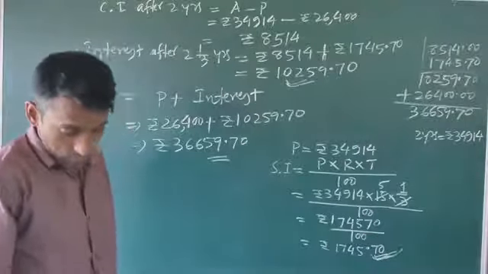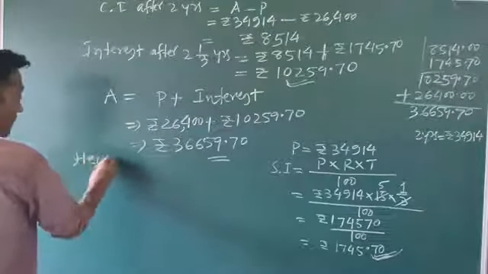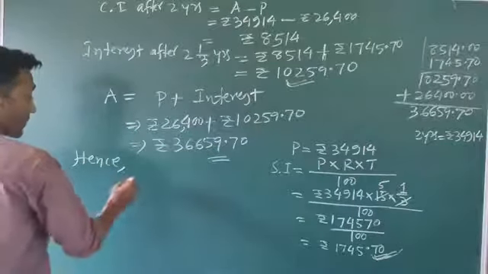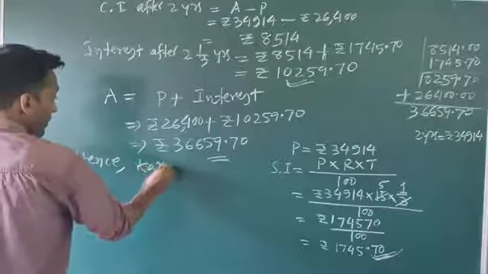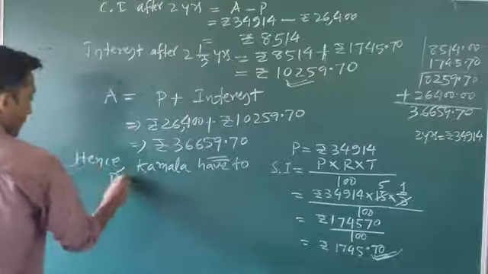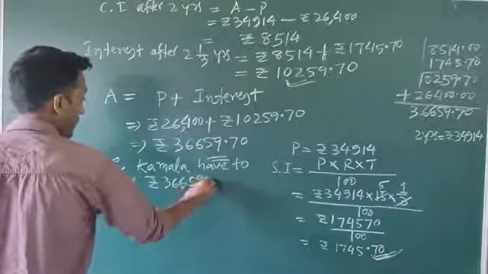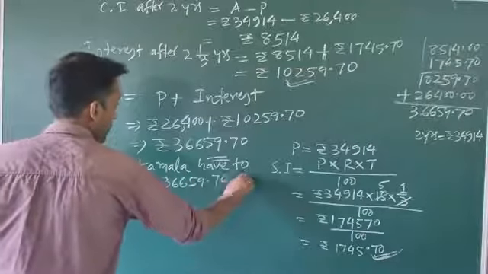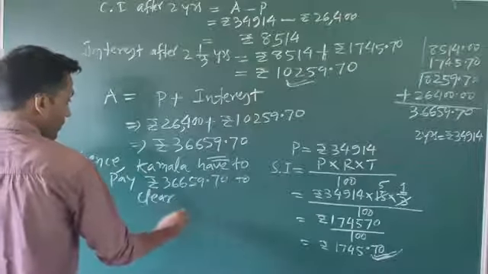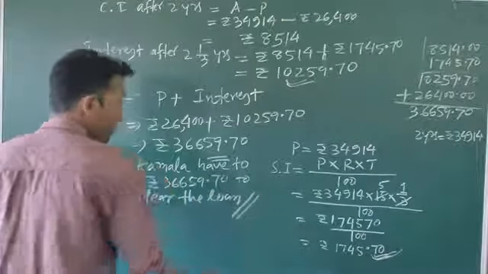To clear the loan, how much does Kamala have to pay? Hence she has to pay 36,659.70 rupees. Hence Kamala has to pay rupees 36,659.70 to clear the loan. So this is your solution.